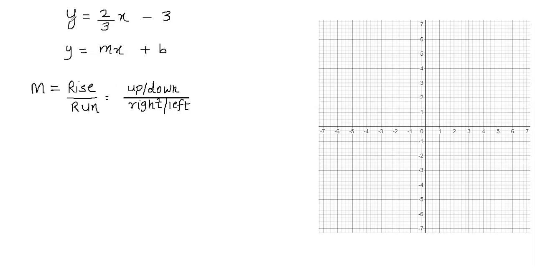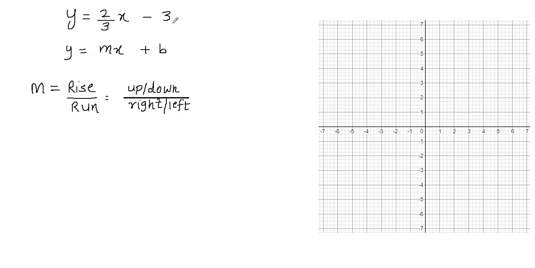So my equation is y equals 2/3 x minus 3. First of all, we're going to see whether this equation is written in the slope-intercept form. Now the slope-intercept form of an equation is y equals mx plus b, and you can see that my equation is matching with the slope-intercept form. So we know that this equation is already in the slope-intercept form.